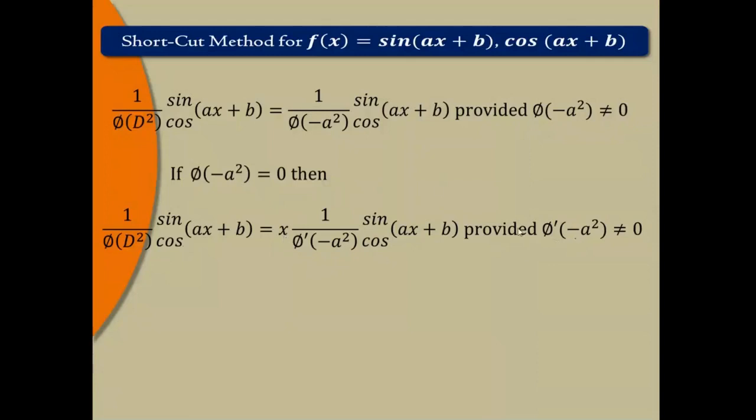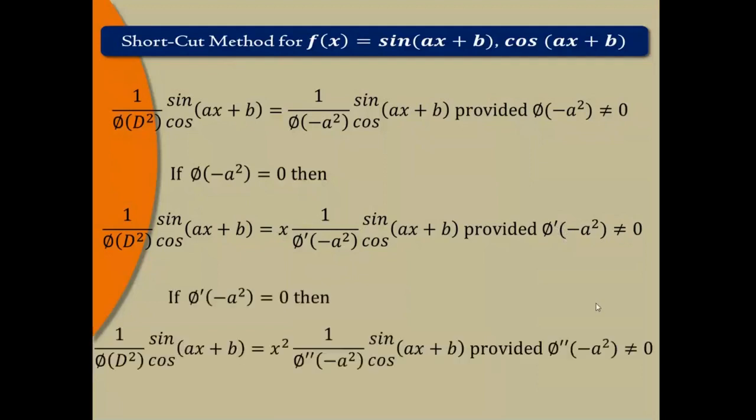Okay, the same thing we have done for e raised to ax. If phi of a becomes 0, then we find phi dash. If phi dash is non-zero, we attach x. And if this phi dash is also 0, then take one more derivative, that is the double derivative, and then replace D square by minus a square. And if this second order derivative is not equal to 0, then attach x square. So like that we have to continue until we get a non-zero derivative. And whichever order derivative is non-zero, that much power of x we have to attach. By that we can solve the problems based on sine or cos terms.